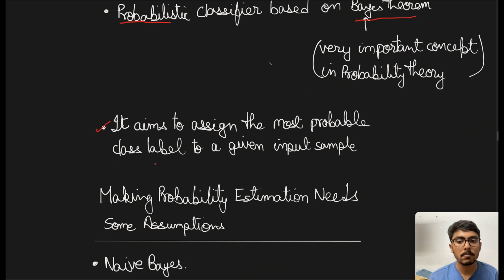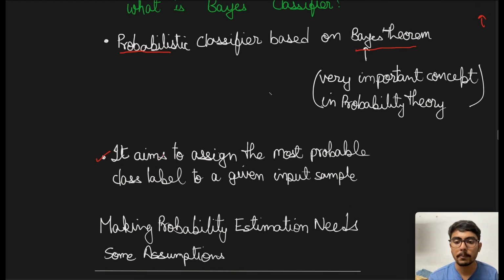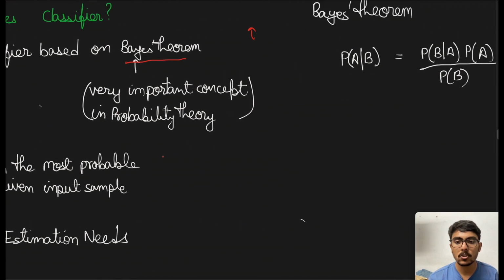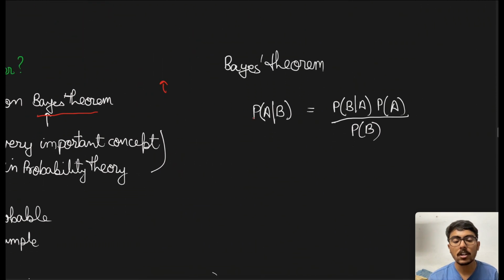So let's have a quick look at Bayes theorem. Let me give an example so that there is no confusion. Some people also confuse Bayes theorem with conditional probability, and I think this example will make all that clear.